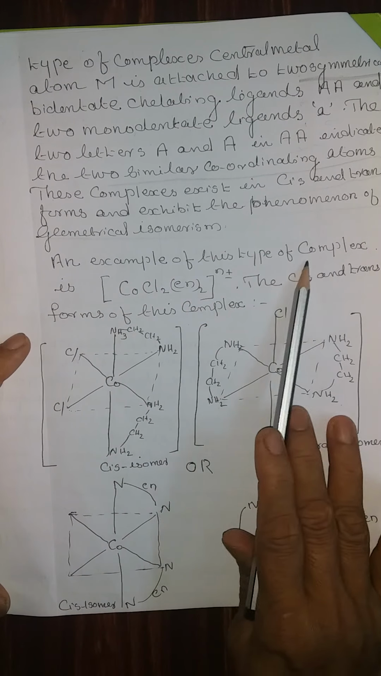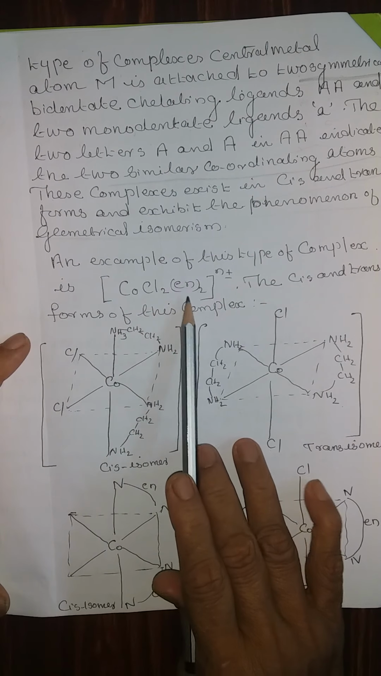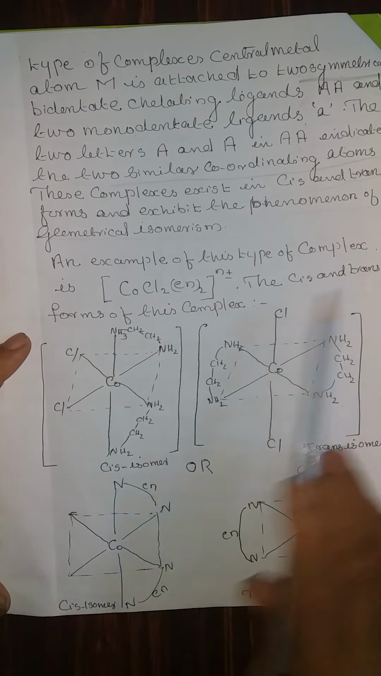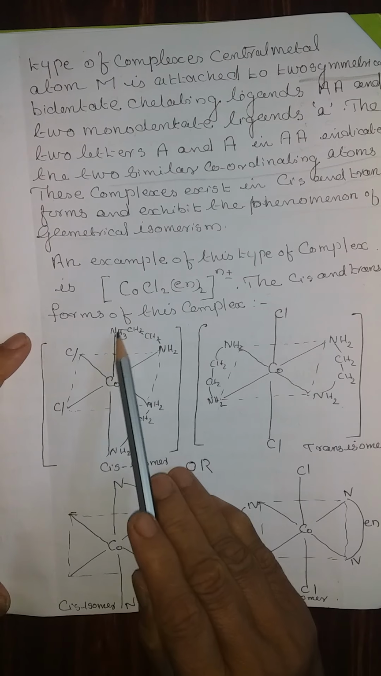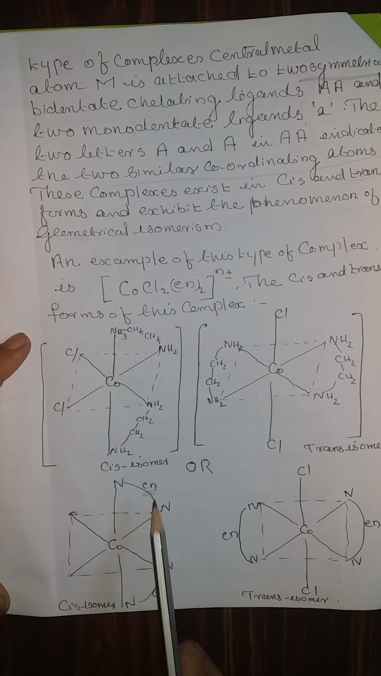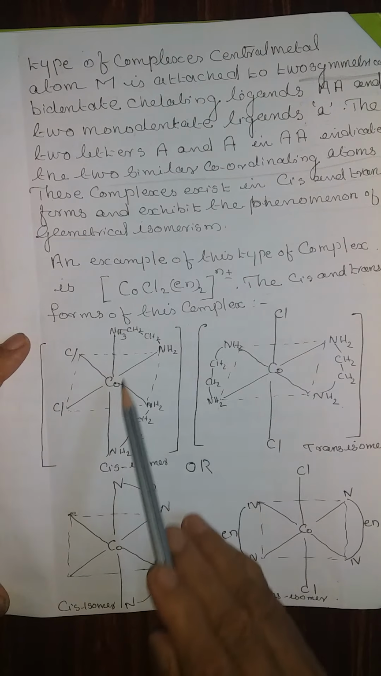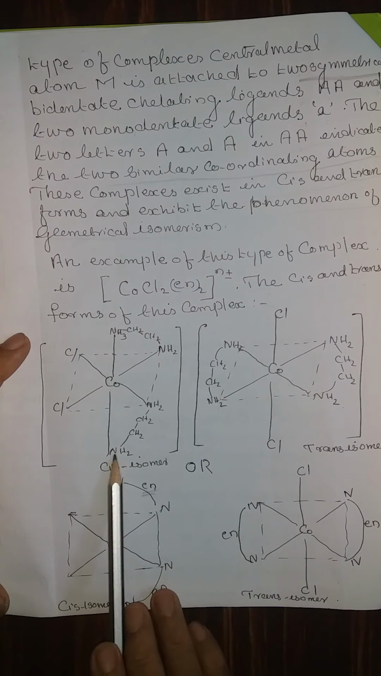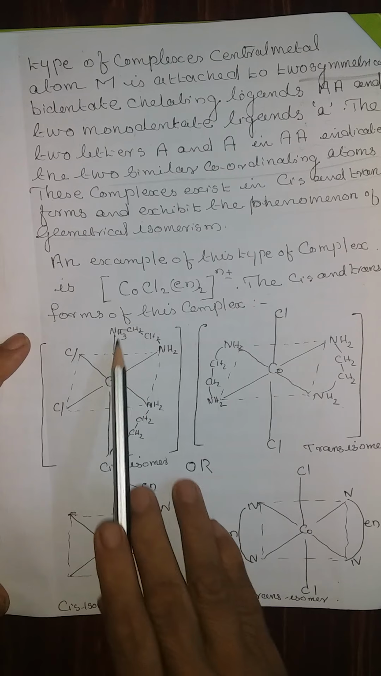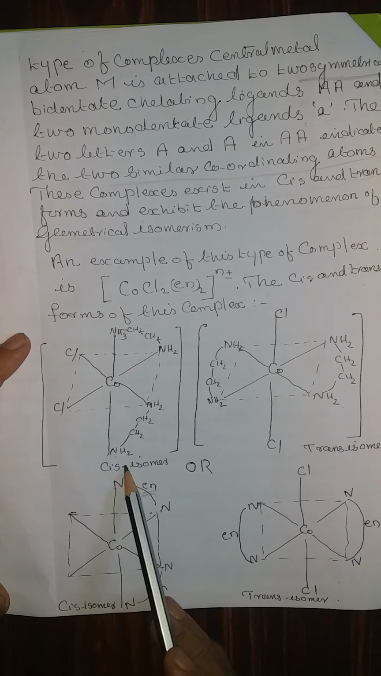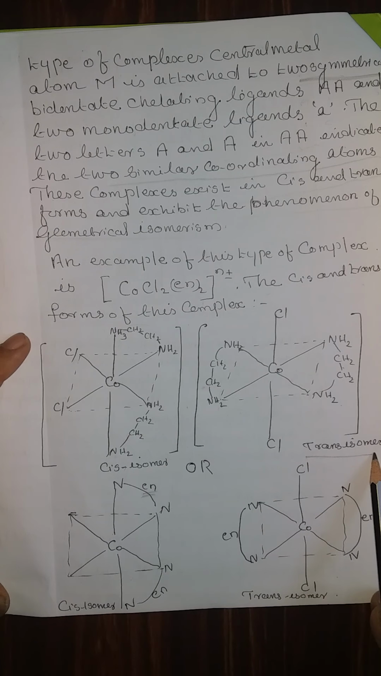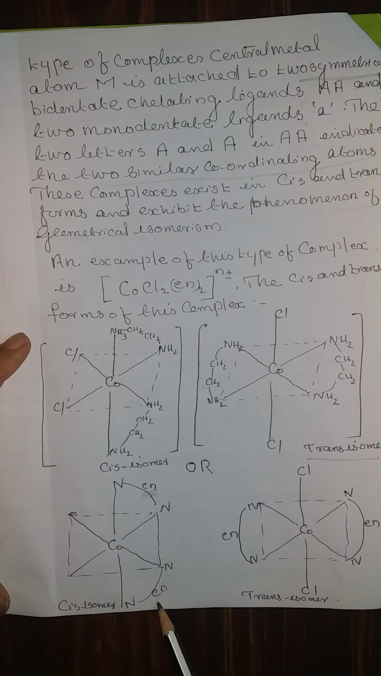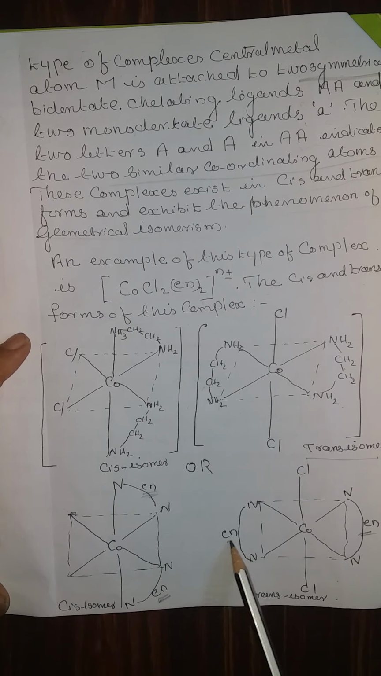An example of this type of complex is [CoCl2(en)2]. The cis and the trans forms of this complex are given here. This can be named with the short form en. That is the only difference. This is the cis isomer, that means both en groups are on the same side. Whereas in this, the en groups are on the opposite sides, that is the trans isomer. Here a short form is used for en. That is the only difference between these two diagrammatic representations.